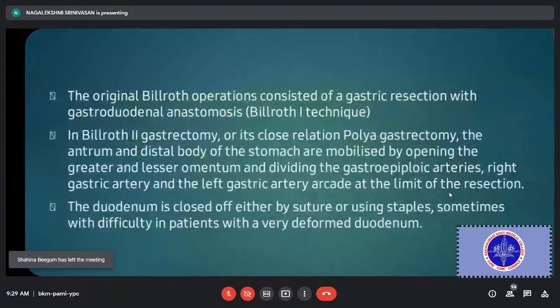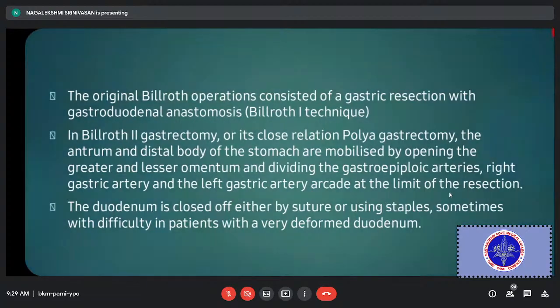So the original Billroth operation consisted of gastric resection with gastroduodenal anastomosis. That is the Billroth 1 technique. In Billroth 2 gastrectomy, the proximal portion of the jejunum is taken and anastomosed to the cut end of the stomach. That is gastrojejunostomy, the Billroth 2 anastomosis, which we will also call polya gastrectomy.